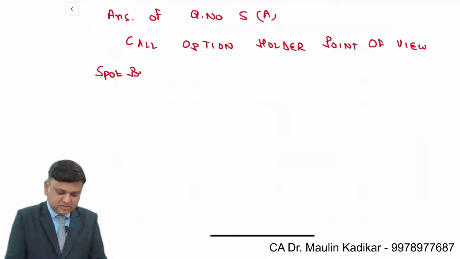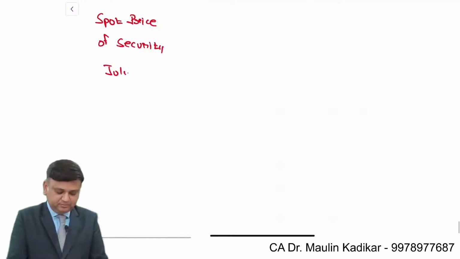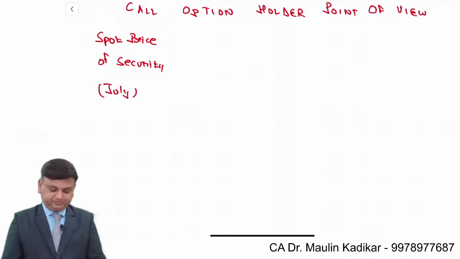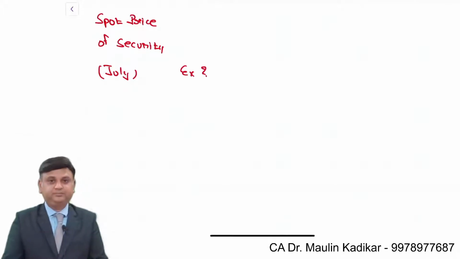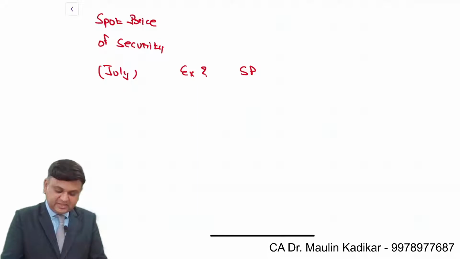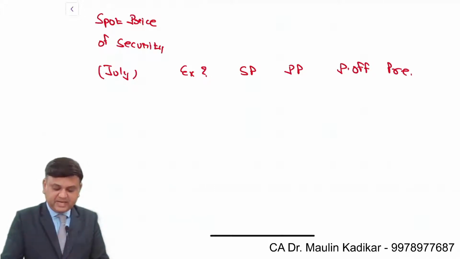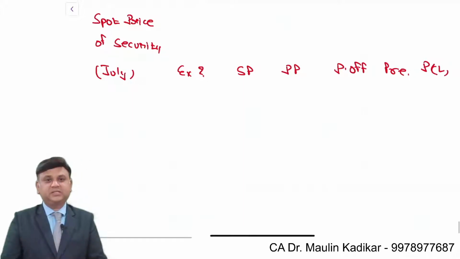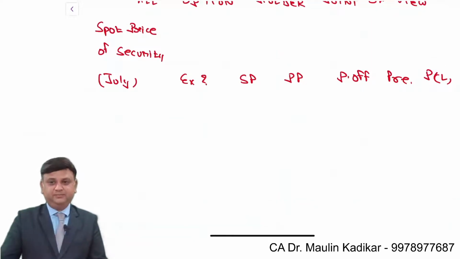Column number 1 is the spot price of the security in the month of July when the option is expiring. The next column will be exercise question mark, meaning whether the option holder will exercise his right or not. Then sale price, purchase price, and the difference of both of them is the payoff. Then premium, and lastly the profit or loss. This is the way we are supposed to prepare the columns. Please prepare the table.